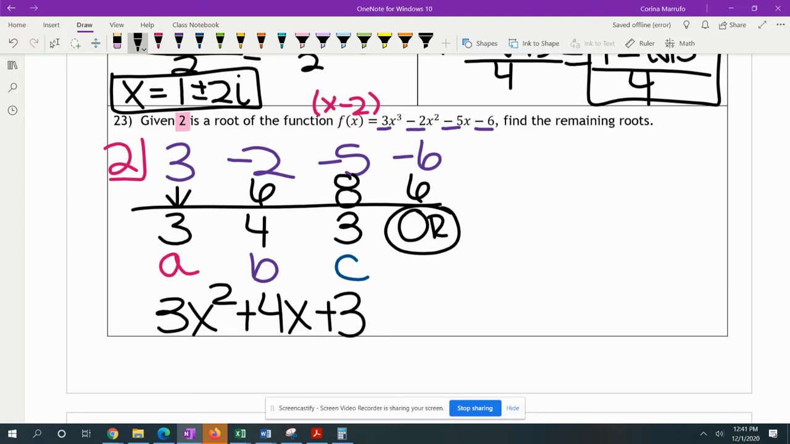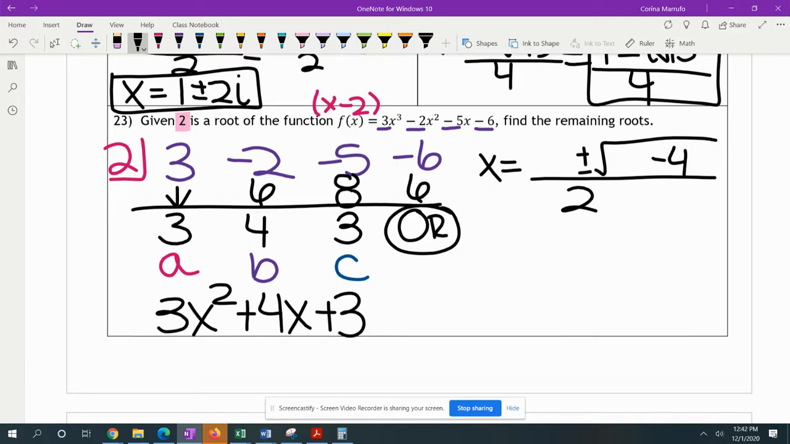And so my A is 3, my B is 4, my C is 3. So from there, we're going to go ahead and plug it into my quadratic formula. So x equals negative b plus or minus the square root of b squared minus 4. Now b here is 4. So then negative 4 plus or minus the square root of 4 squared minus 4 times a. A is 3, times c. C is also 3. And all of this is over 2 times a, so 2 times 3.